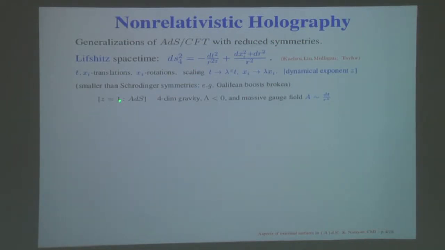As a metric, if z is 1, this is just ADS in the Poincare slicing. And as a gravitational solution, it's a solution to 4-dimensional gravity with negative lambda and a massive gauge field. Okay? So it's a fairly simple solution.